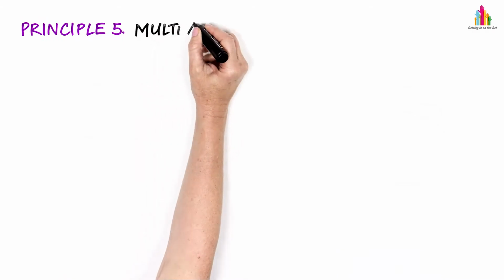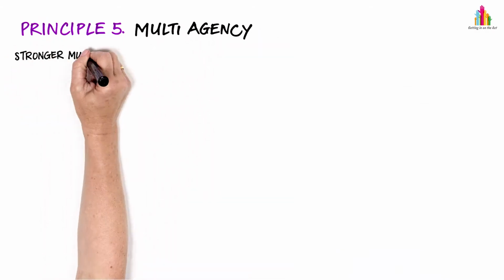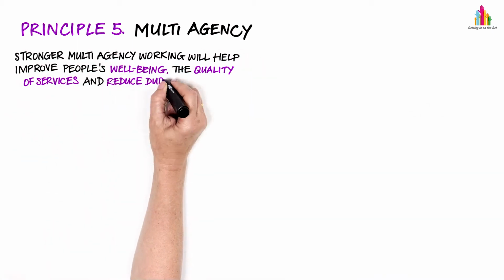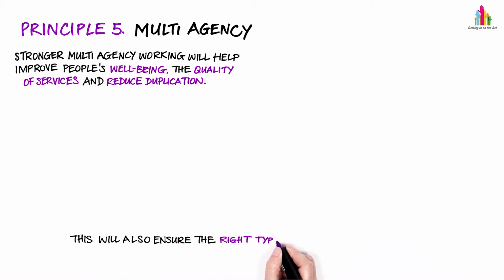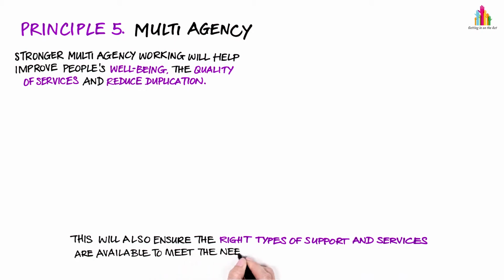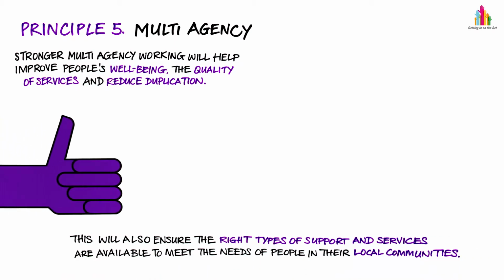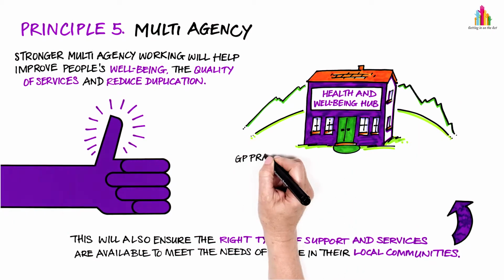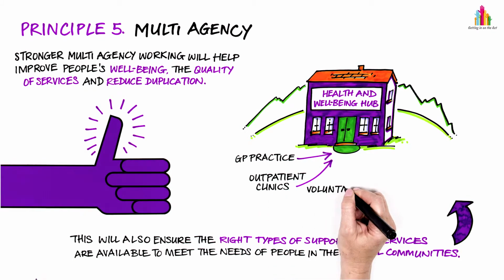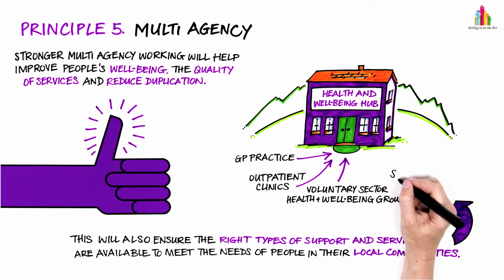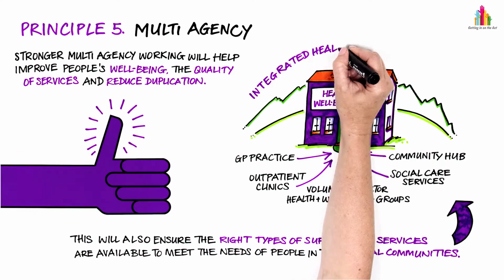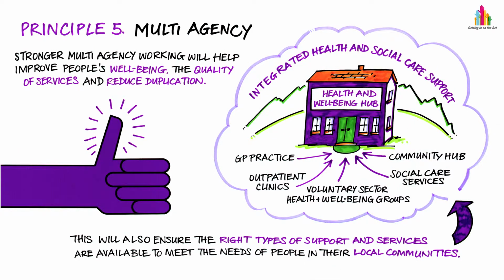Principle 5. Multi-agency. Stronger multi-agency working will help improve people's well-being, the quality of services and reduce duplication. This will also ensure the right types of support and services are available to meet the needs of people in their local communities. For example, a health and well-being hub has been developed in a rural area that brings together the GP practice, outpatients clinics, health and well-being groups run by the voluntary sector and social care services all under one roof. This provides more integrated health and social care support for local people and creates a health and well-being focal point for the community.